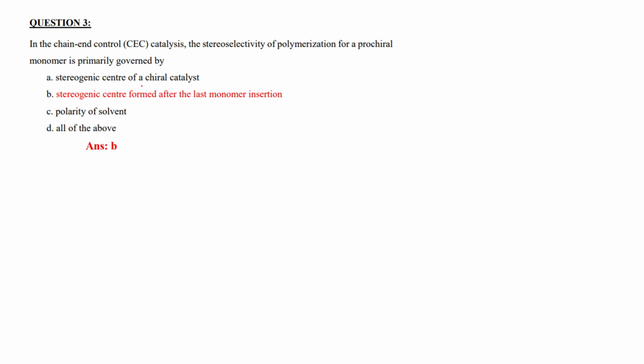Okay, so with this chain control catalysis, stereoselectivity of polymerization of a prochiral monomer is governed not by the stereogenic center in your chiral catalyst, but by the stereogenic centers that are formed after that monomer insertion. So that's how it is actually controlled. So these are not the factors.